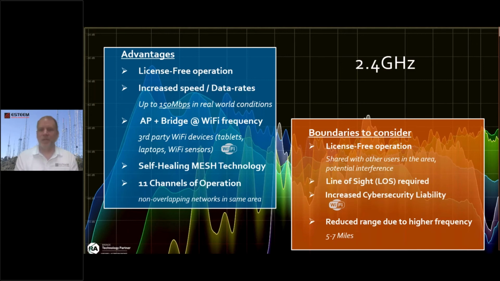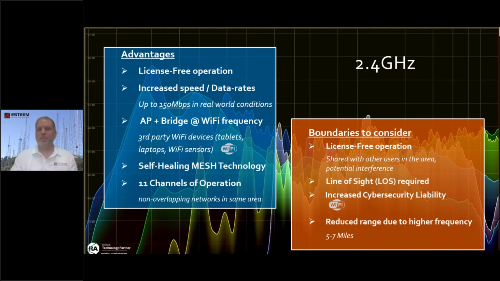We do need much more line of sight. There is a bit more cybersecurity liability just because we're now introducing Wi-Fi, so there's going to be some control on the network side. You want to make sure you're using strong encryption, and if you want to use a RADIUS server for that encryption, we can do that. Also, because of the higher frequency, we typically have a little less range, about 5 to 7 miles between locations. Because this is a mesh radio, you can think of anybody as a repeater for anybody else.